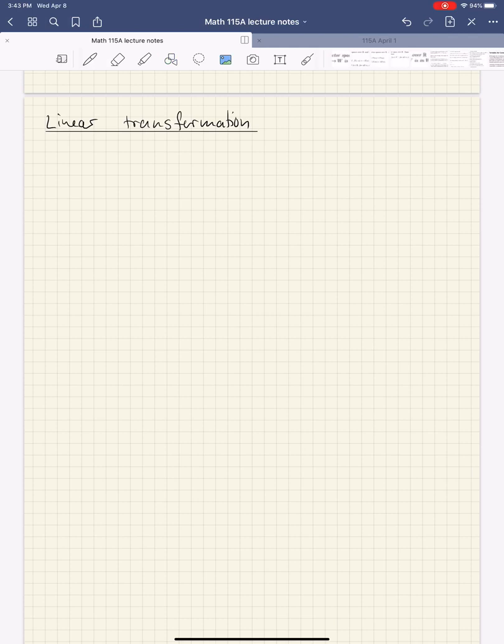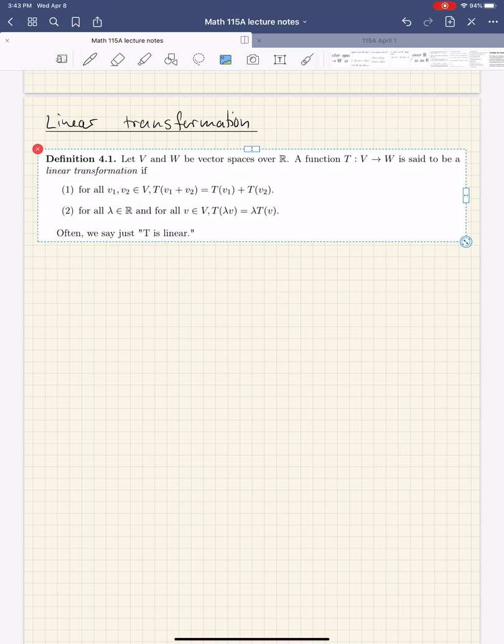Let's start out with the definition of a linear transformation. So first of all, you can think of a linear transformation as a function. So it's a function from one vector space to another. And we say it's a linear transformation if these two properties hold. The first one is that it commutes with addition. So basically it says that whenever I add up things in the vector space on the left and then apply the transformation, I could also apply the transformation first and then add up.